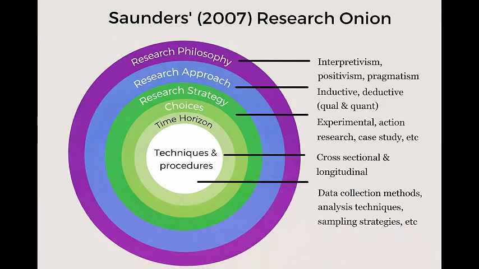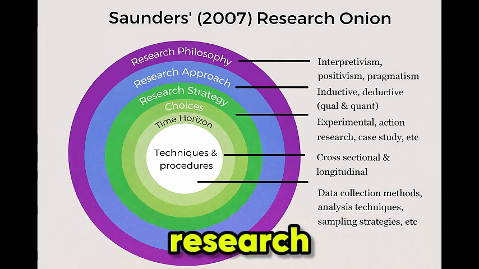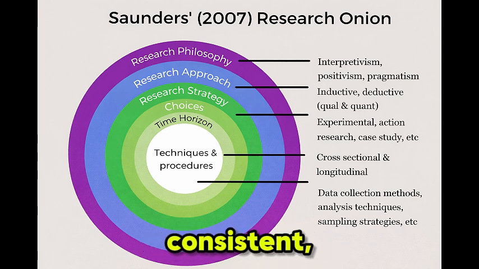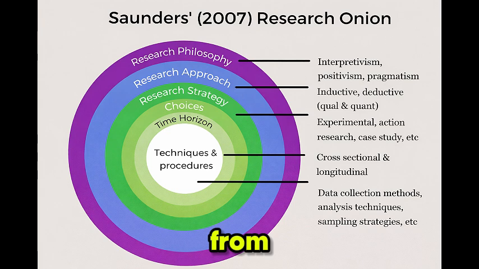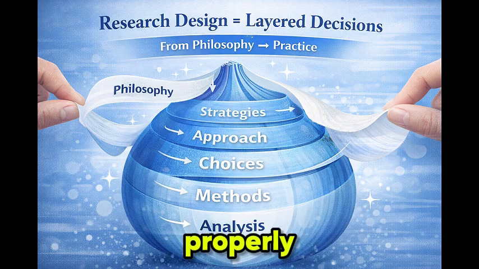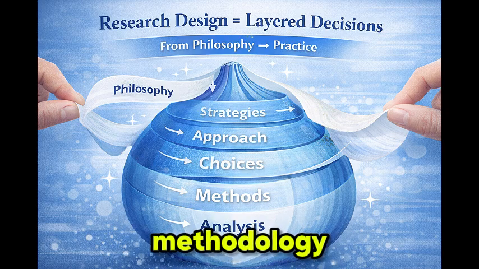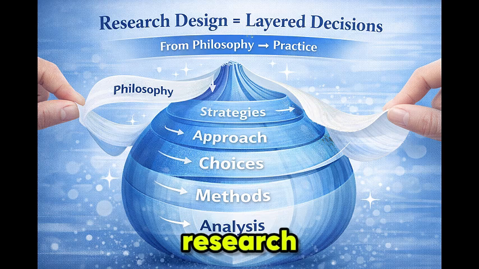Final recap. Saunders Research Onion helps you design research that is logical, consistent, and defensible. You move from philosophy, approach, strategy, choices, time horizon, to techniques. Each layer must connect back to your research aims. Peeling the onion properly helps you write a strong methodology chapter and avoid common research mistakes.